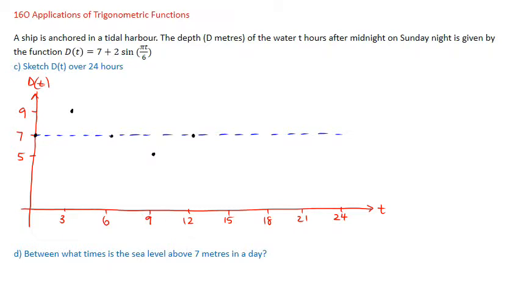Do the same for the next period. It's going to start at 12 and end at 24. Exactly halfway, it's going to go through that line again. Halfway between the first 2, it's going to hit the maximum. Halfway between the second 2, it's going to hit the minimum. And then we can just join them up. Whoops, try that one again.